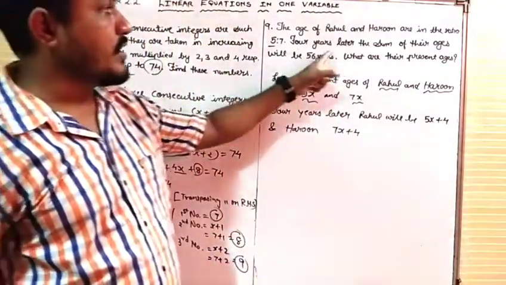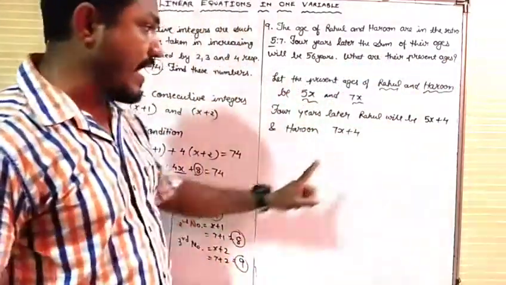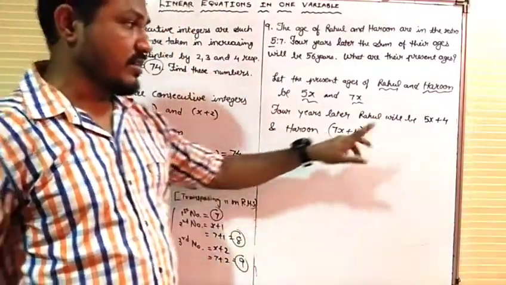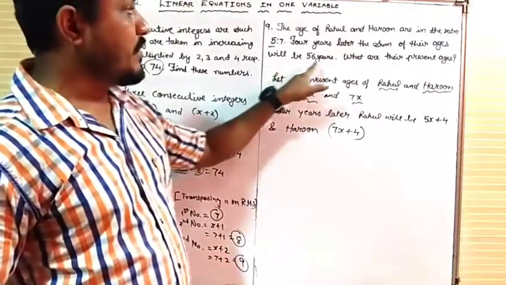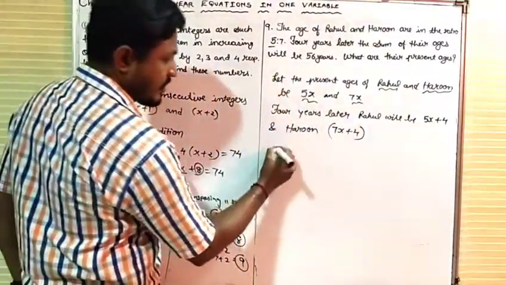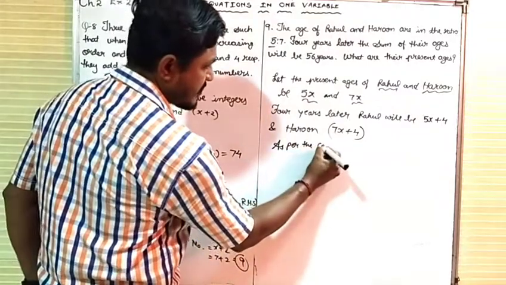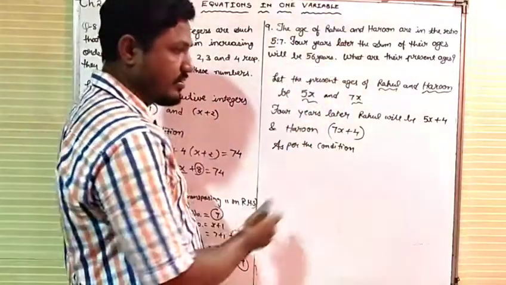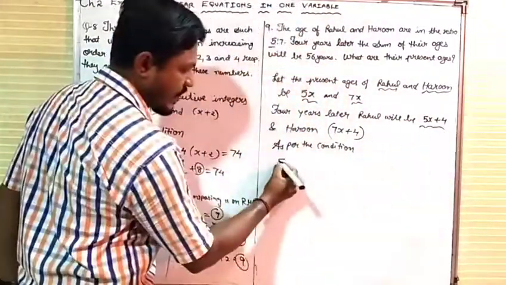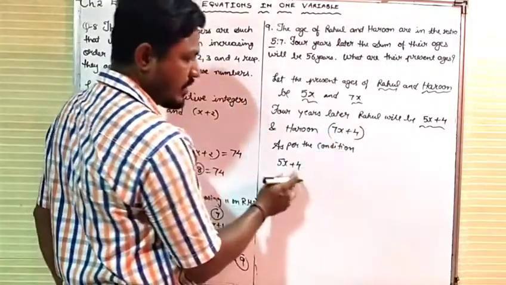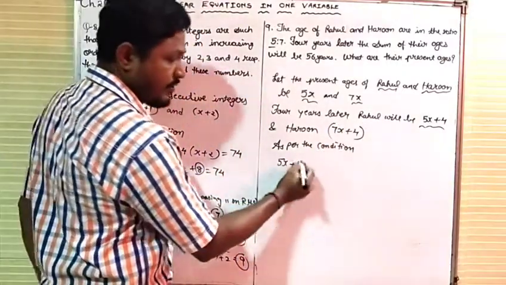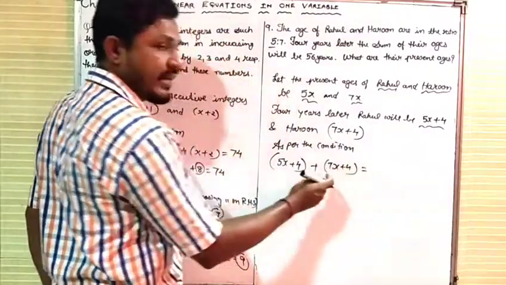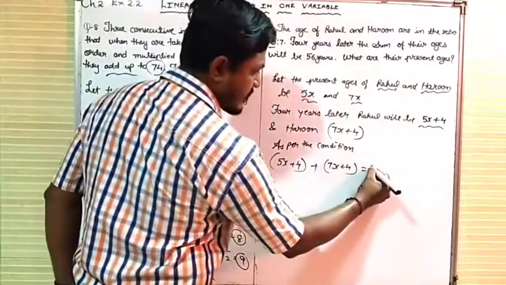Now the condition is 4 years later the sum of their ages will be 56 years. So we need to add their ages 4 years later, those ages we have to add. That is, the age of Rahul will be 5x plus 4 after 4 years, and the age of Harun will be 7x plus 4 after 4 years. The sum of their ages after 4 years is 56, given.